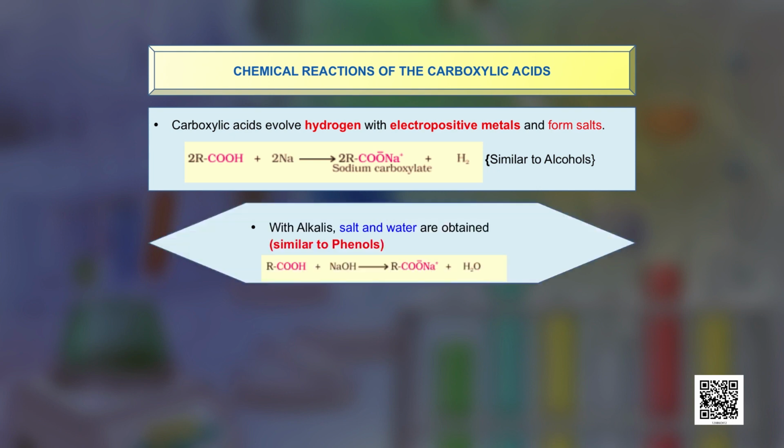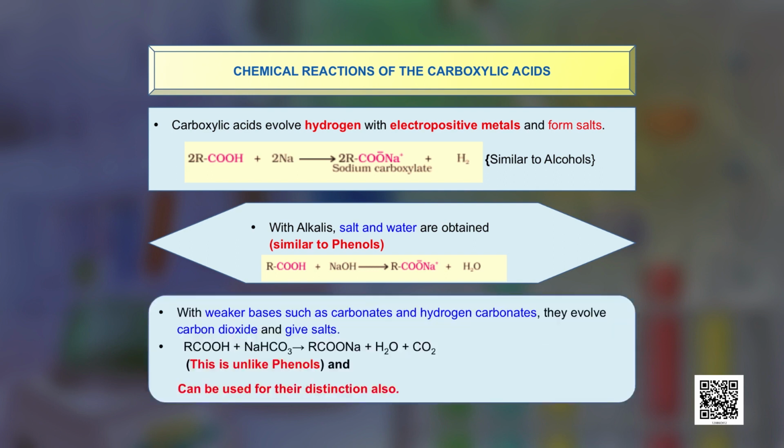The second reaction is with alkalis. Here salt and water are obtained, and this reaction is similar to phenols. You can see here the reaction with sodium hydroxide, and in the products we are getting carboxylate salt plus water, that is salt and water are the products in this reaction.